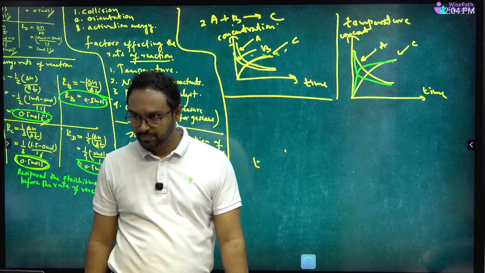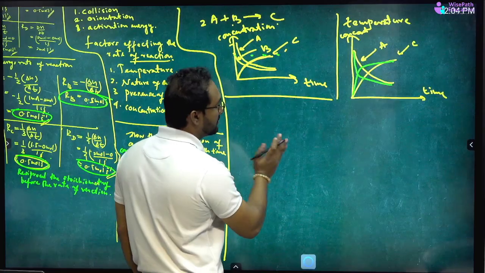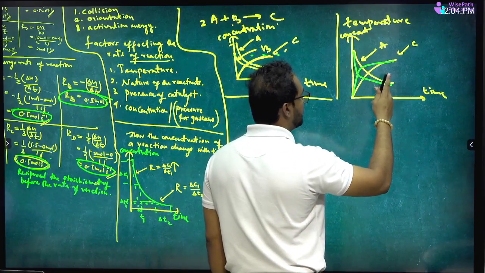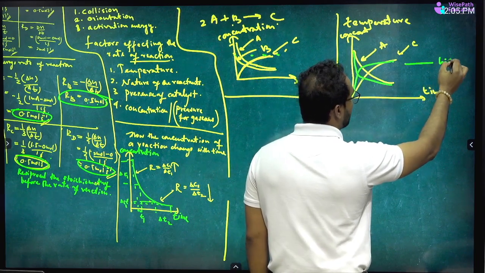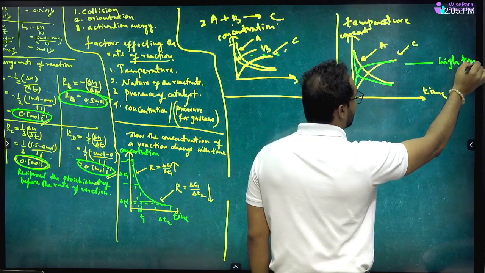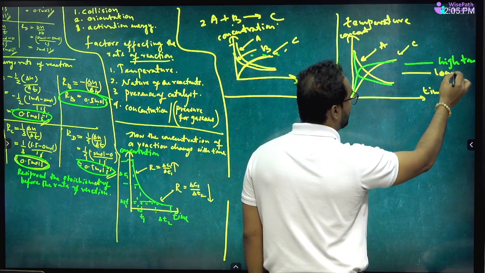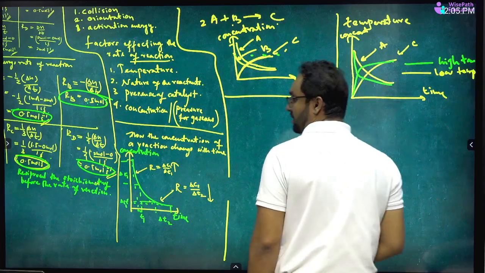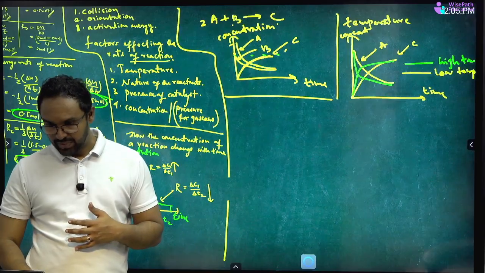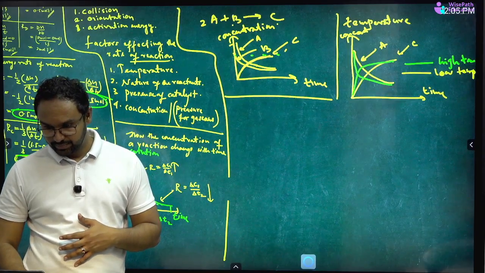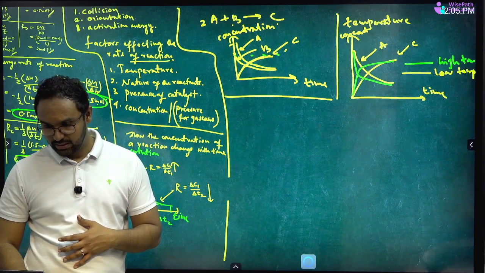You understand that? This is how to identify the graphs. So this is high temperature. This is low temperature, right? High temperature and low temperature. Get it? So the next is the Boltzmann curve, right? Boltzmann curve.